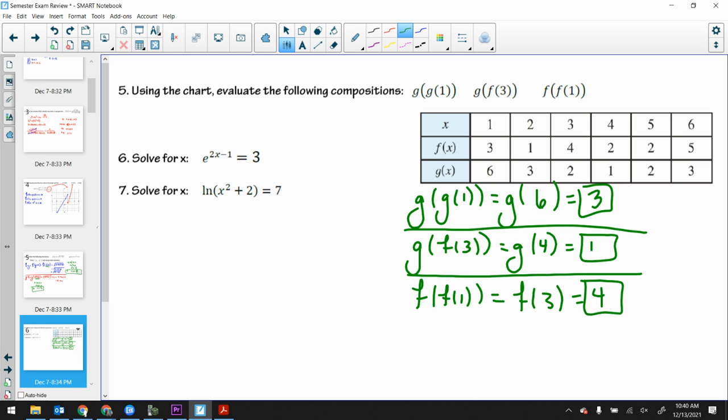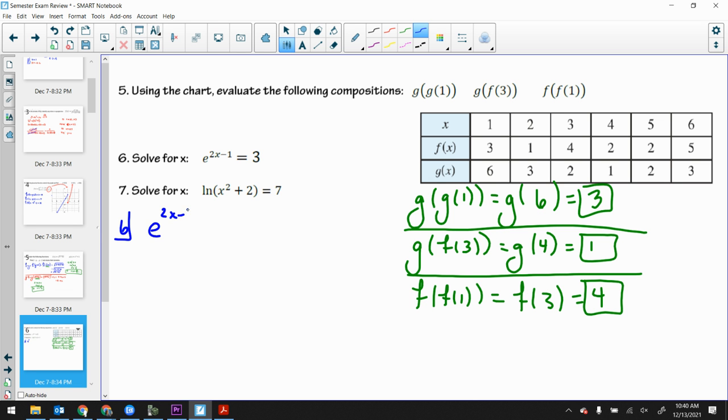Questions about that? So using those charts, the input, just match the input with the output. Keep plugging it in if you need to. All right, let's take a look at number 6.